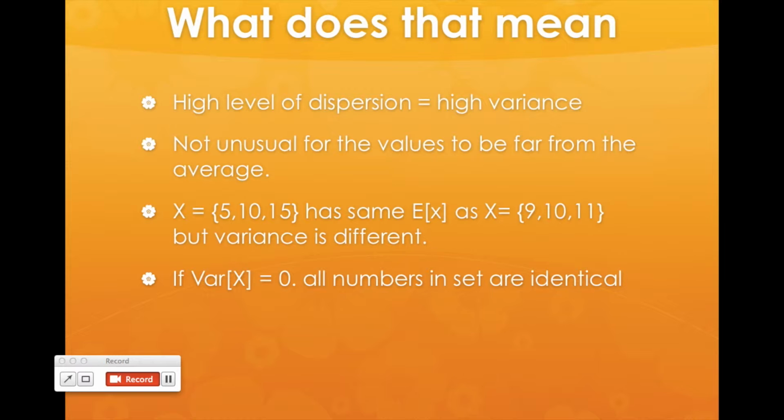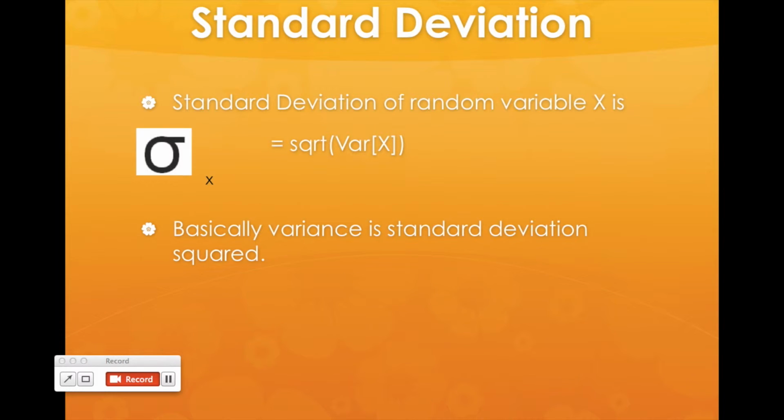So if we have two sets of values, 5, 10, 15, it has the same expected value as the other set, which is 9, 10, and 11. But the variance is different. And if the variance of random variable X is equal to 0, that means all numbers in the set of X are identical.